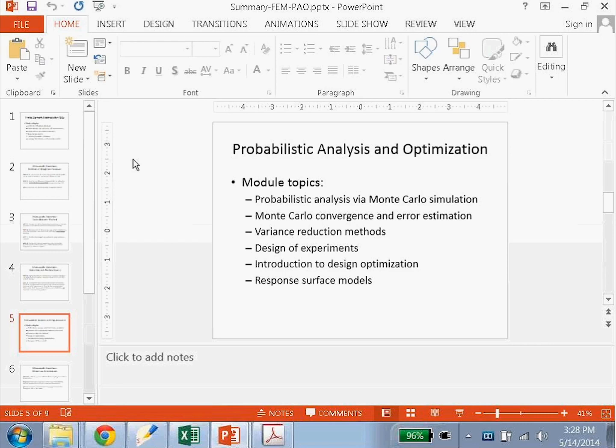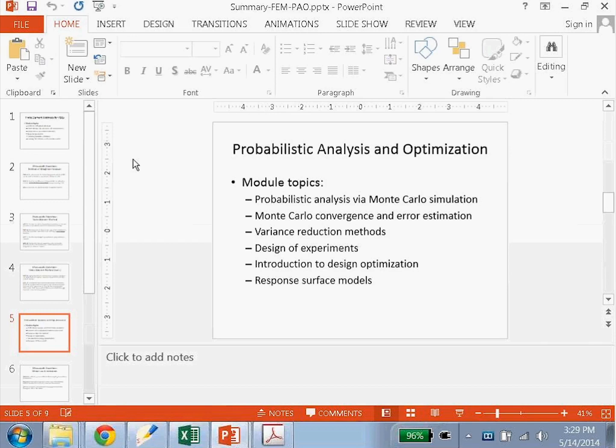The third step is to analyze the resulting samples of the output, or outputs if there's more than one. In particular, we're usually interested in estimating statistics of interest. Those statistics might include mean, variances, probabilities of failure, or whatever it is that we want to calculate.